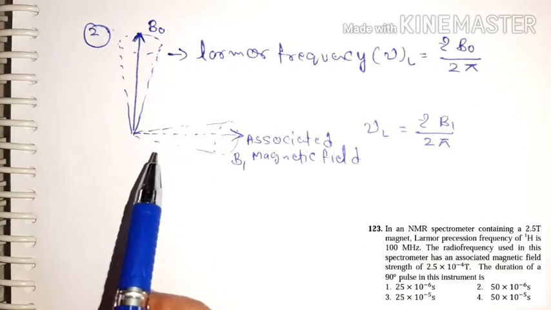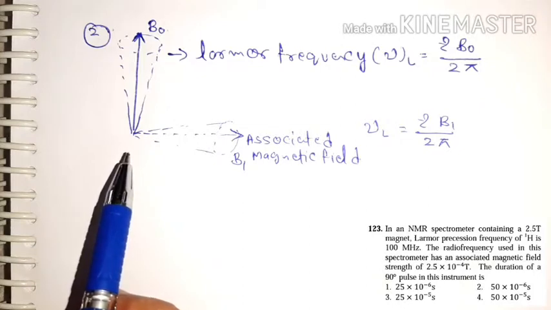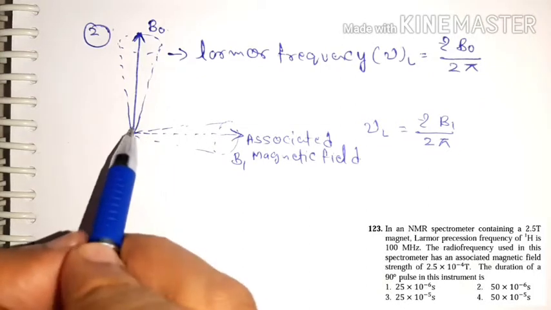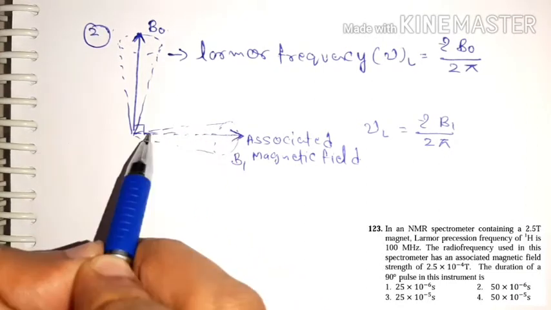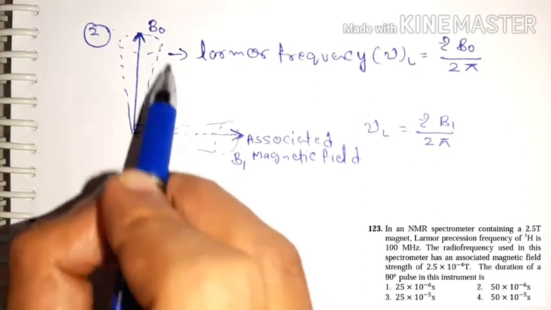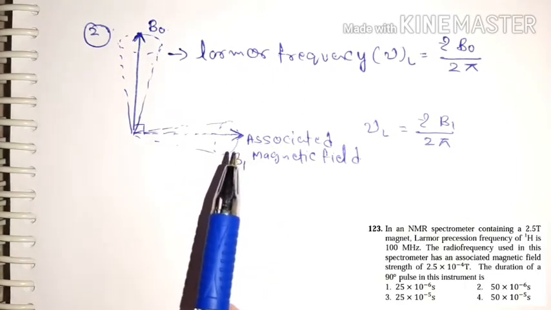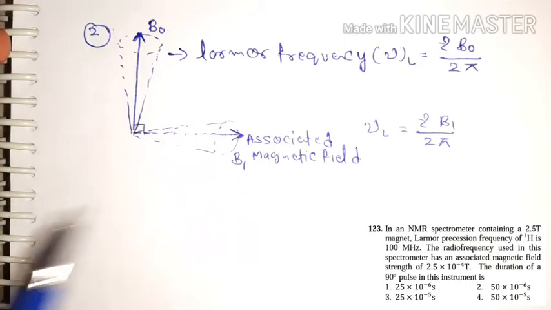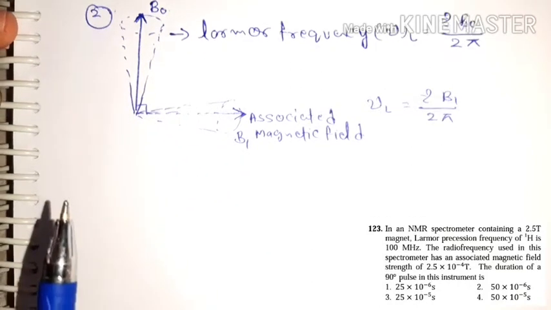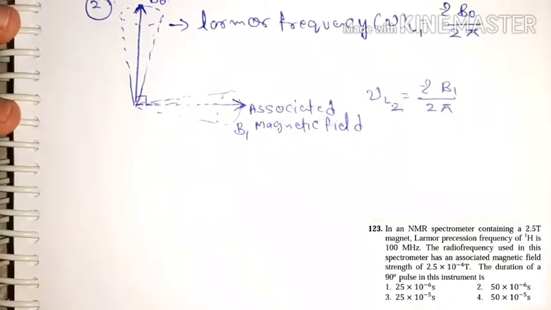And why do we take it perpendicular? Because, as you see in the question, it says the duration of a 90-degree pulse in this instrument. That's why we take it perpendicular to the applied magnetic field. So we have the Larmor frequencies for both magnetic fields. Now this will be mu L1 and this will be mu L2.